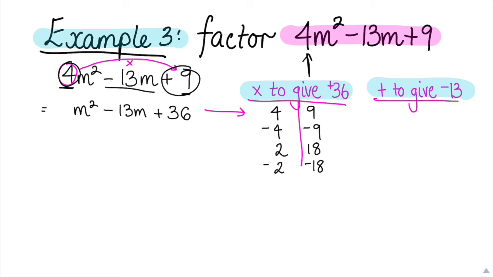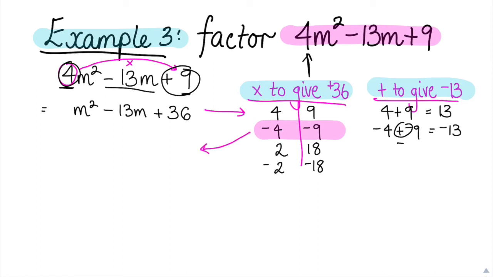I'm going to finish writing out my factors now because I'm pretty sure that one of these sets is going to add to give me negative 13. 4 plus 9 gives me positive 13. Negative 4 plus negative 9: well, the positive and the negative cancel out to give me a negative, and negative 4 minus 9 is negative 13. This tells us that negative 4 and negative 9 are our factors.